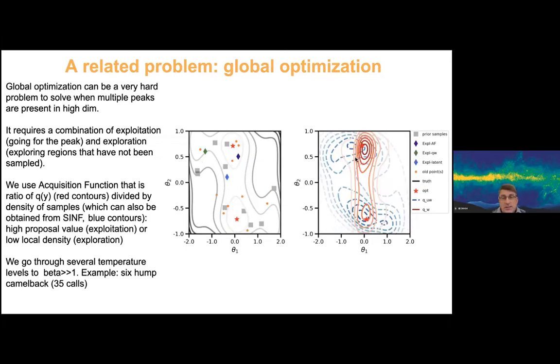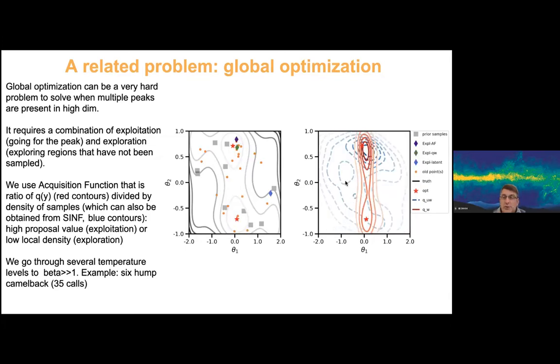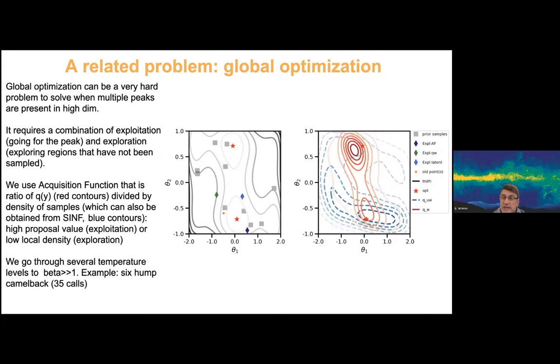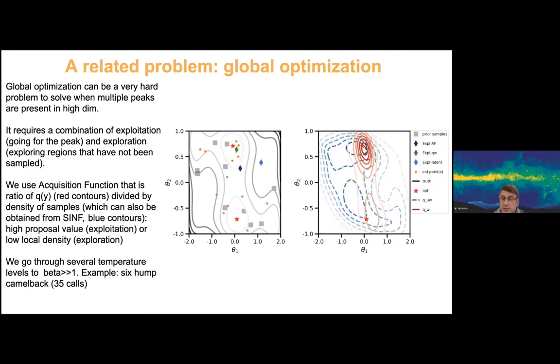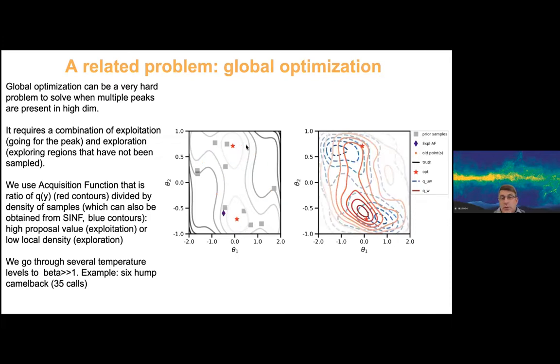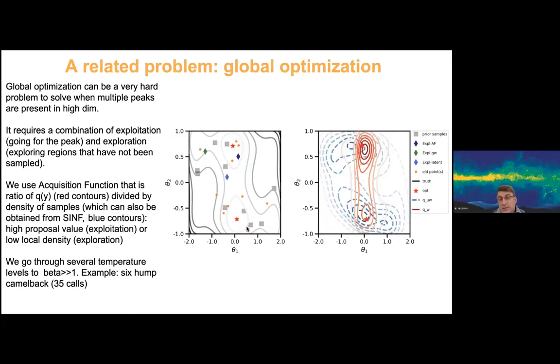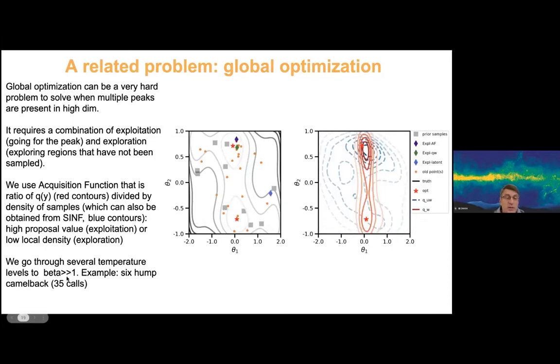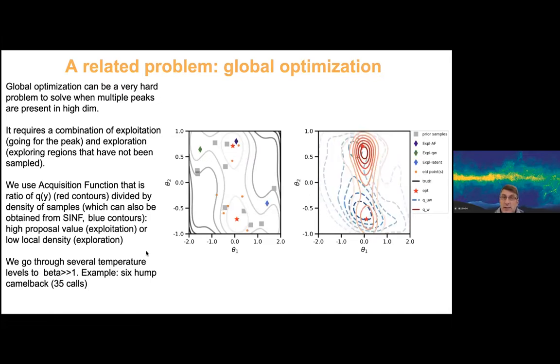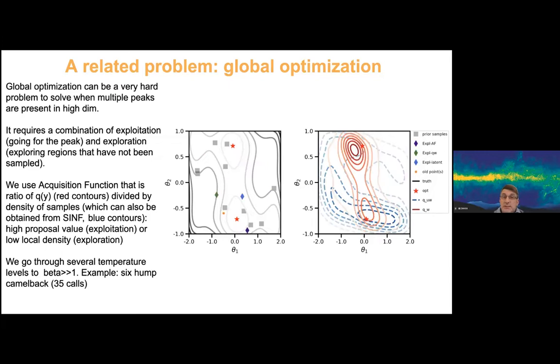And so here you see what happens when we go through the temperature levels. We slowly add more samples in the high density regions, but the density of samples is always trailing the estimation of the function. And we converge onto both of the peaks in this case. In this case, we needed 35 calls. So these things are very useful when your evaluation is very expensive.